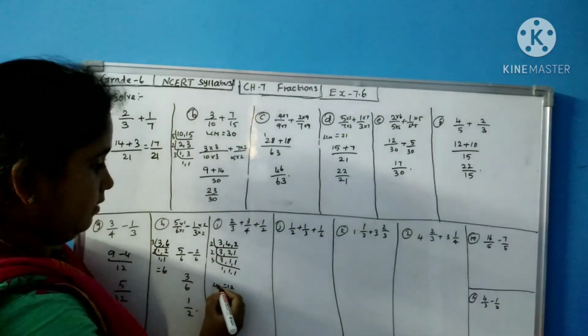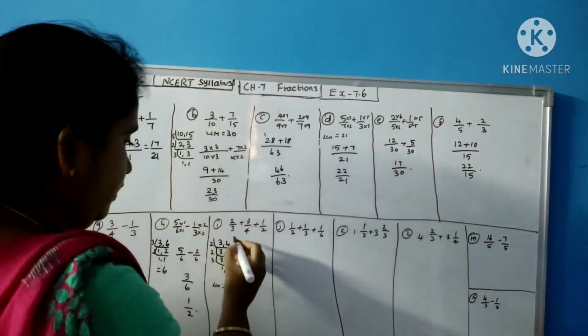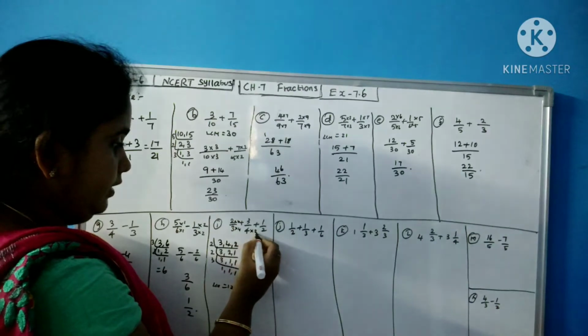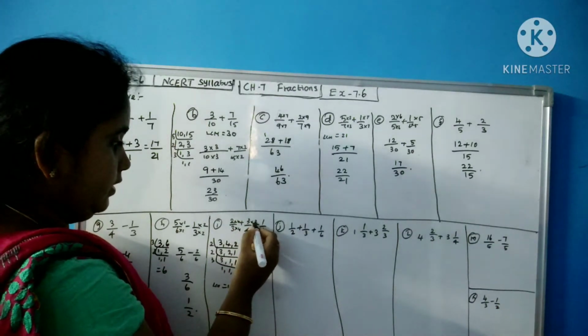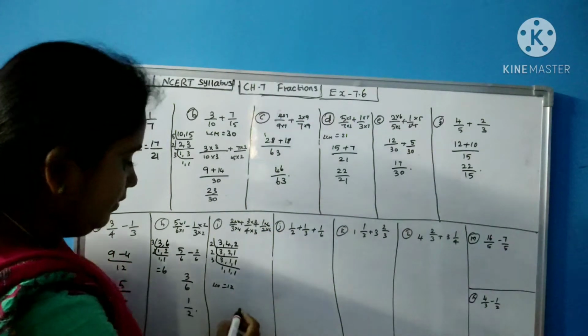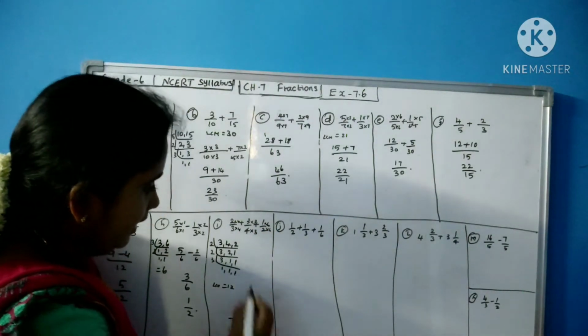LCM is 12. Okay. Now 3 into what gives you 12? 3 into 4 gives you 12. 2 into 6 gives you 12. 4 into 3 gives you 12. Now you have the common denominator 12 and you multiply this.